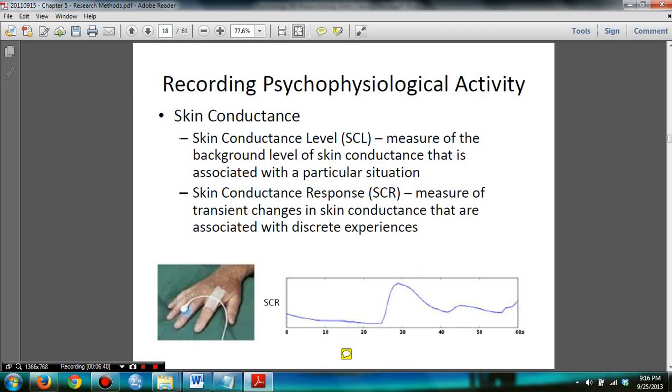So basically, skin conductance level is the measure of the background level of skin conductance that is associated with a particular situation. And skin conductance response is the measure of transient changes in skin conductance that are associated with discrete experiences. So these are the things that make these two different, and you need to know this for the test.